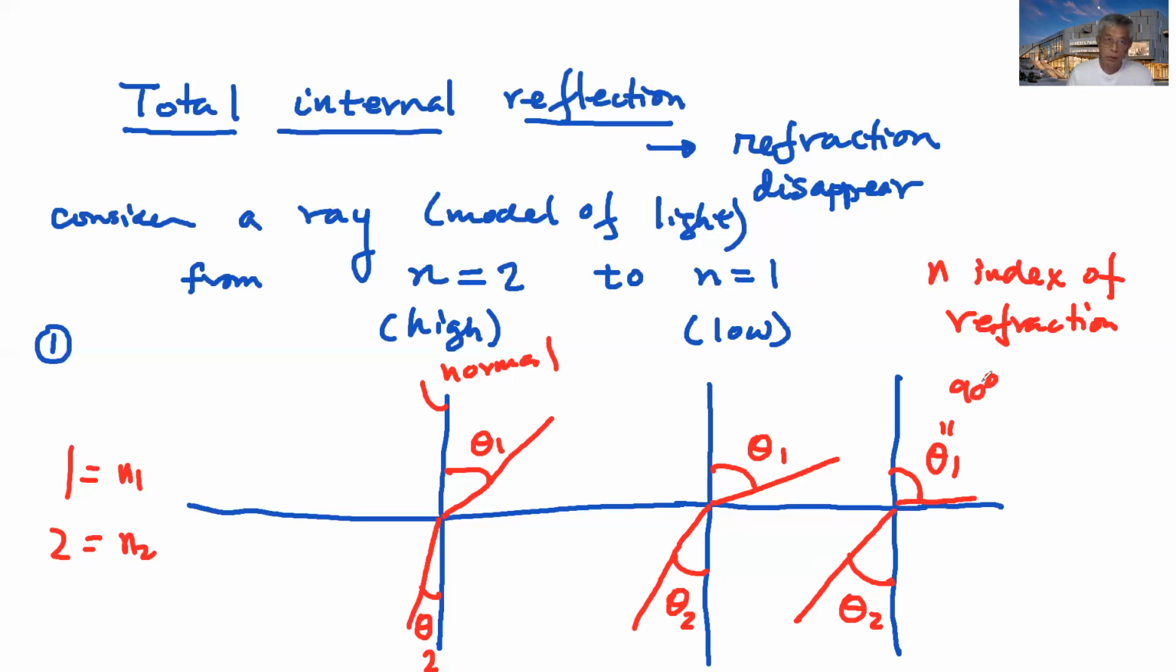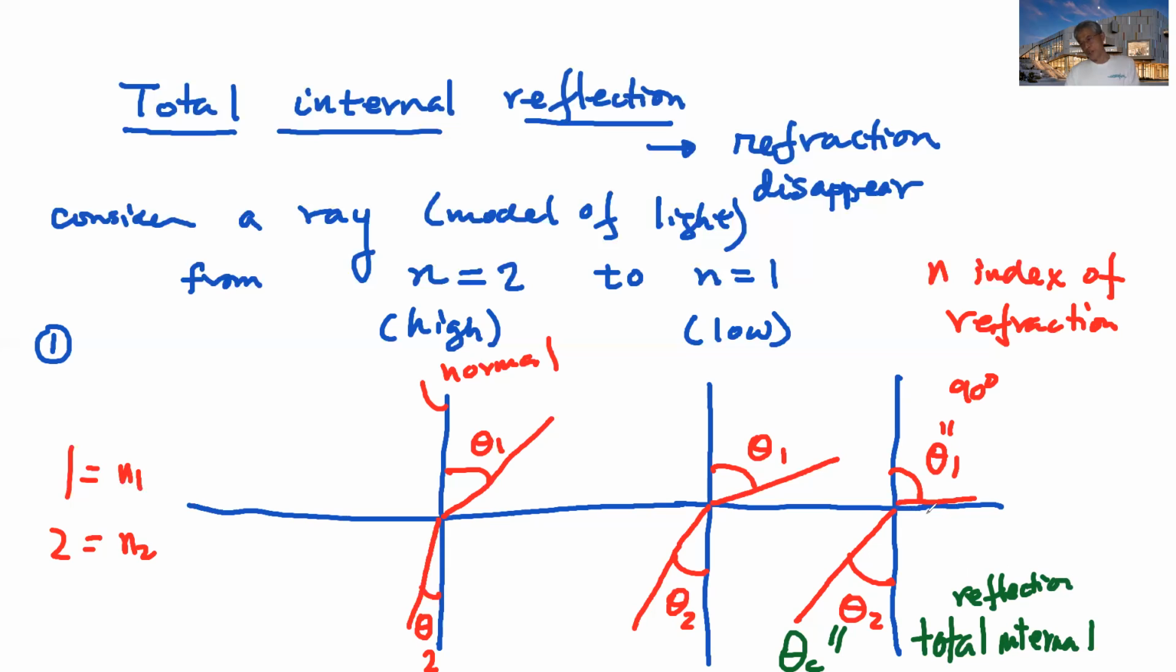So that is the total internal reflection, because now you cannot refract. At this point, your refraction disappears. Right here, this theta 2 is now called theta C, the critical angle, and this is the beginning of total internal reflection. So only reflection now.